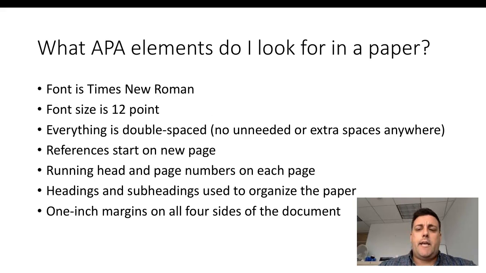So one of the questions I get quite frequently is, what elements do I look for with respect to APA in a paper? I've got a list here that I'll run through in a second, but let me just remind you that towards the end of this presentation, we'll switch to a Word document, and I'll illustrate these for you. So you'll have an example of them as well.